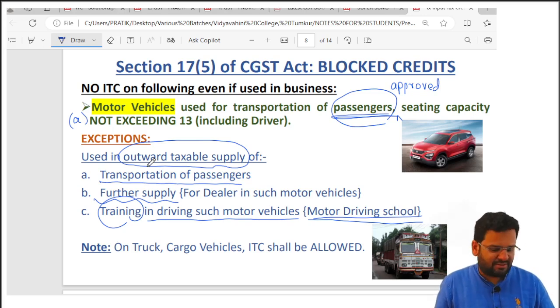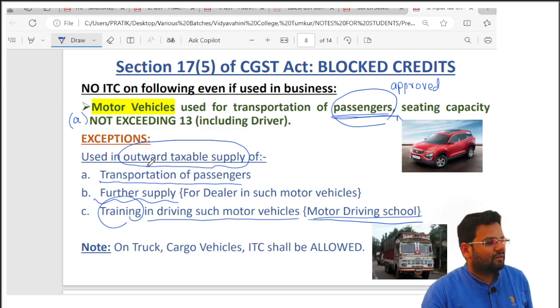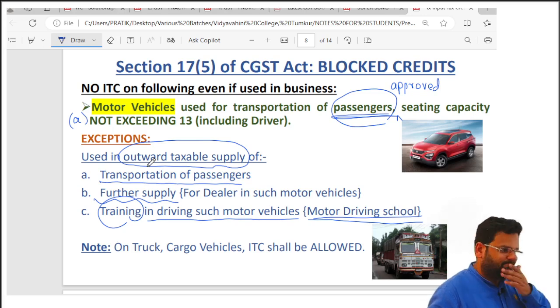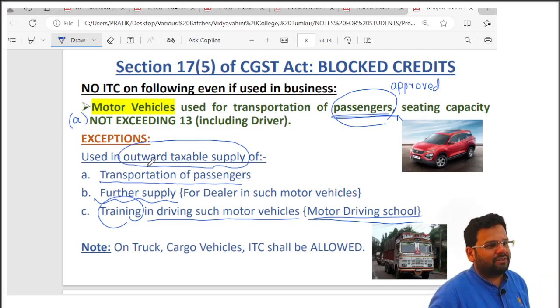Company purchased an SUV, sports utility vehicle, SUV in bracket sitting capacity 7, for use of its director for visiting various locations of factories, plants.